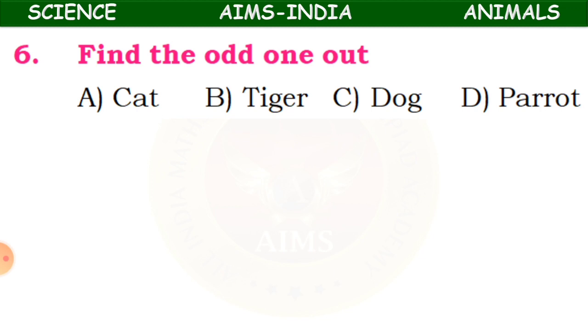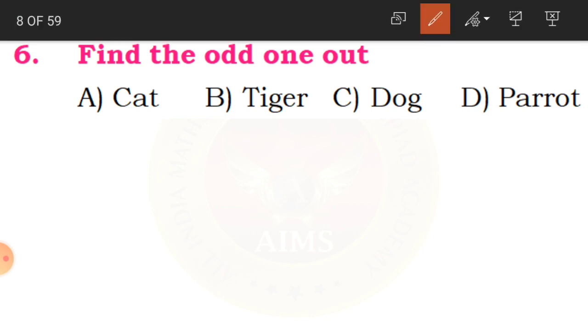Sixth question, find the odd one out. Again, which is different from the remaining three? A option is cat, B is tiger, C is dog, and D is parrot. Can you identify, children, what is the difference here? Cat, it is a pet animal. Tiger, wild animal. Dog, pet animal. Parrot, pet animal. Pet animal is nothing but a domestic animal, which we also have in our homes. Whereas tiger, where does it live? It lives in the forest.